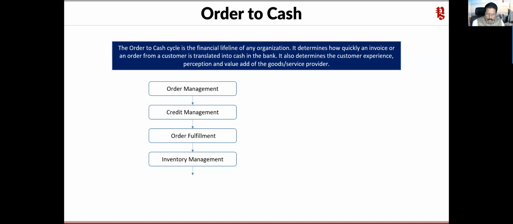Now it will again populate a column which says this is the order that you need to place, considering the minimum order level also. So that way you can efficiently manage your inventory in your organization.